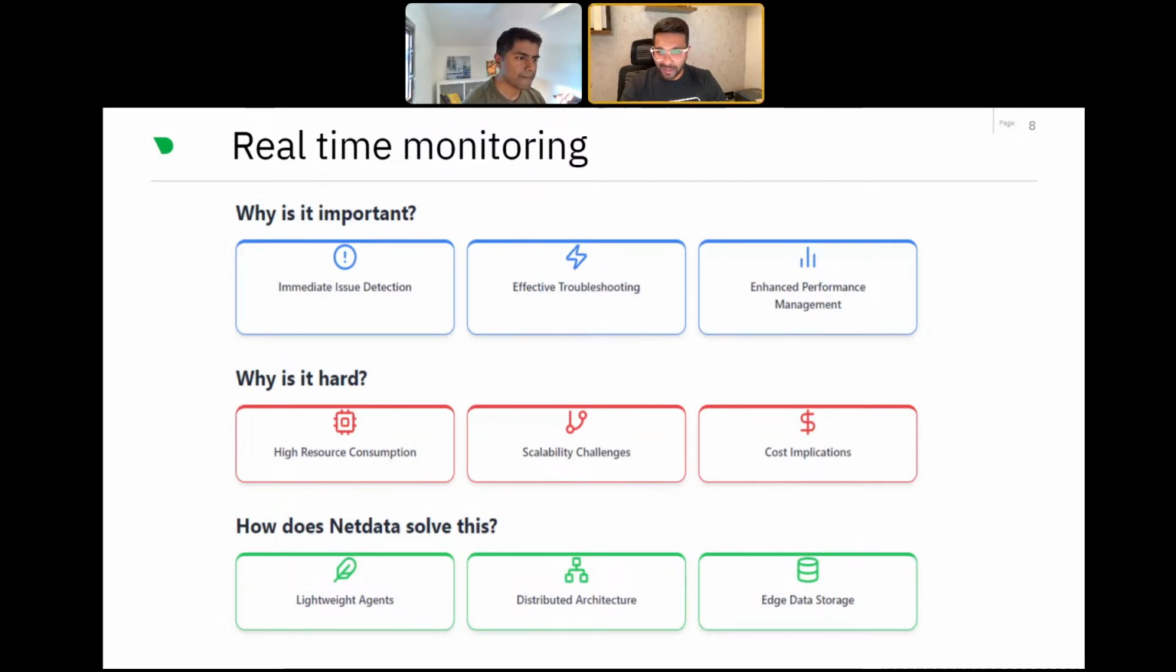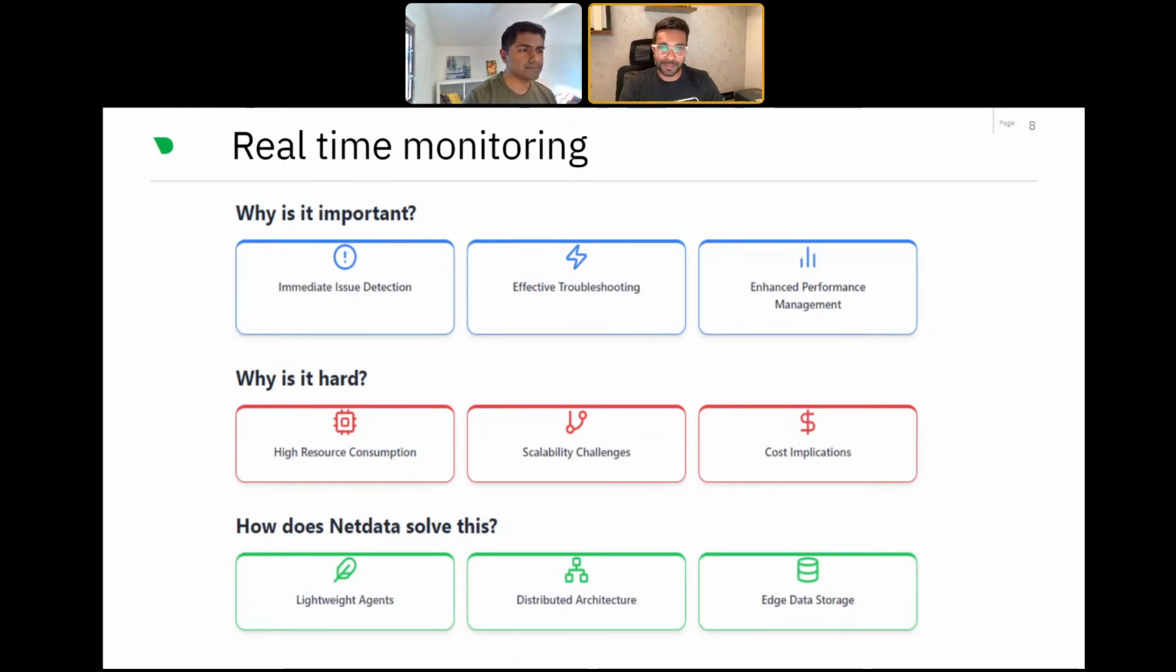Netdata, in principle, comes de facto out of the box with real-time monitoring. And the way we've been able to achieve this is through lightweight agents. So even though we capture data every second, and we do this by default for every single metric that we collect, our agents are extremely optimized in terms of performance.